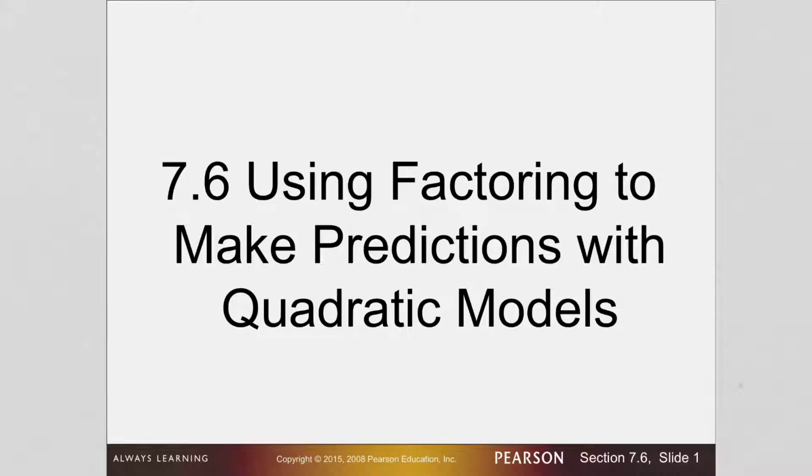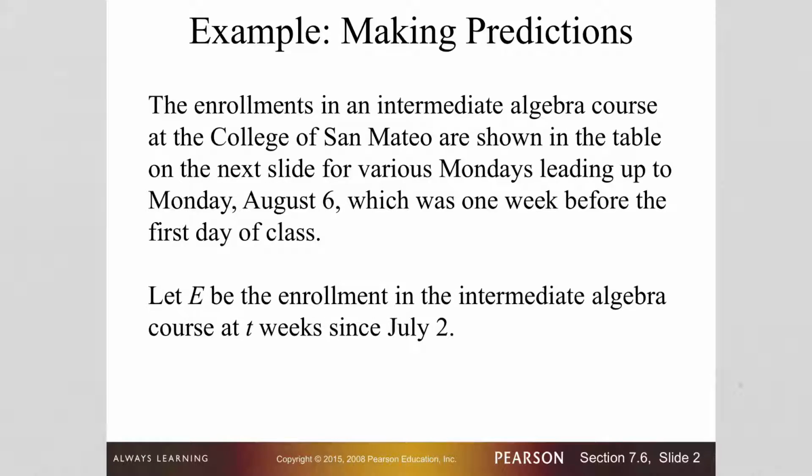Alright, so now we're going to use factoring to make predictions with quadratic models. That means that we're going to use factoring to solve some word problems. Take just a second to read through this problem and understand that sometimes the first time you read through something it doesn't really make a whole lot of sense. Sometimes the second time it doesn't. Sometimes it takes a couple of times, 2 or 3, 4 times to read through something before it starts to make sense.